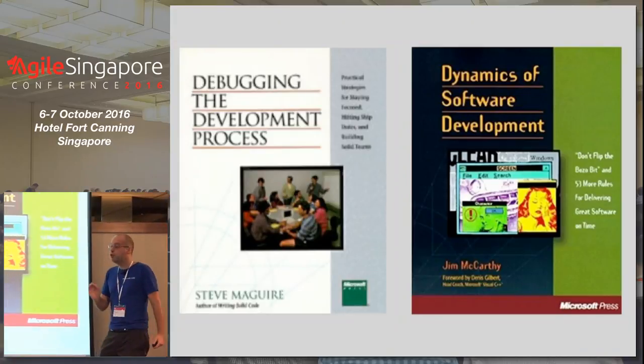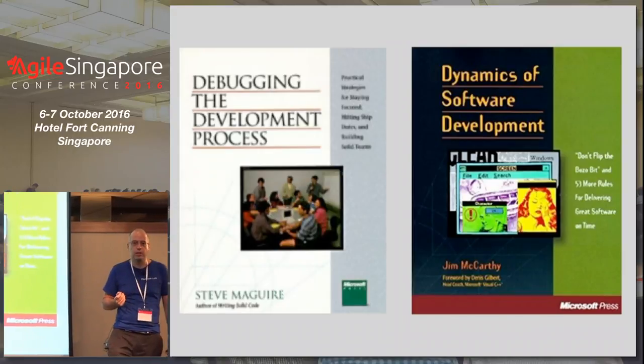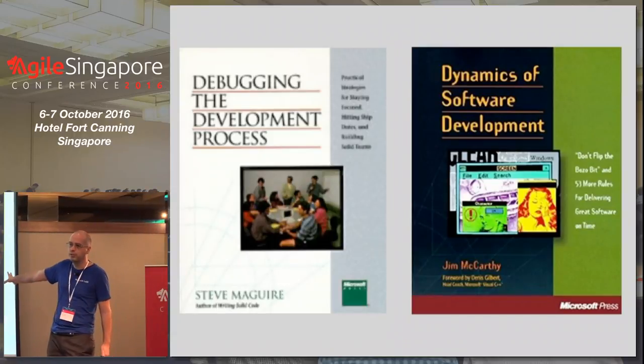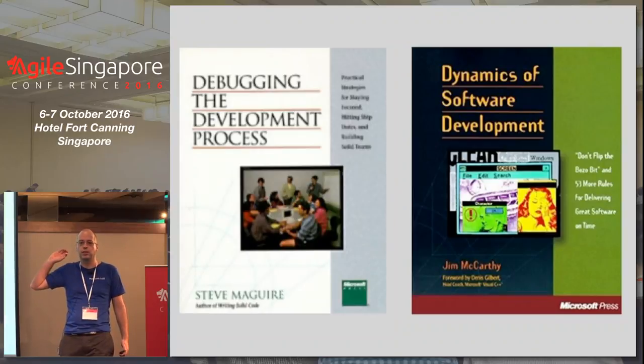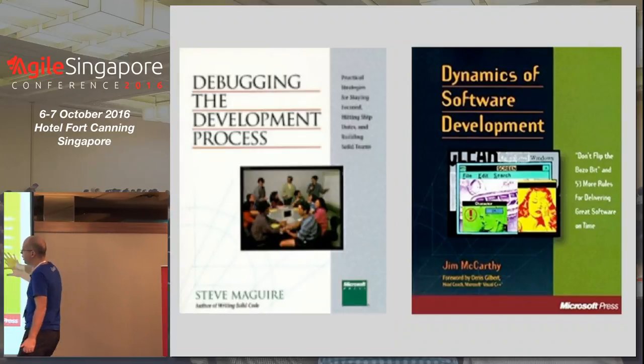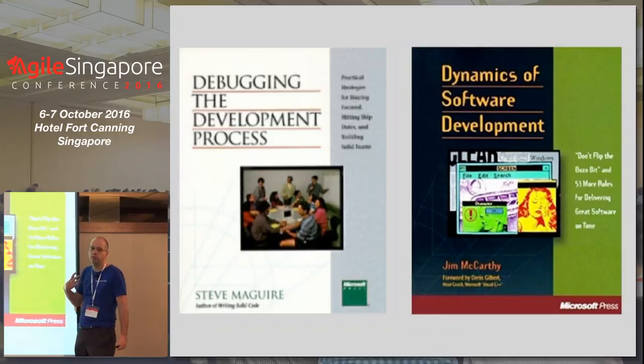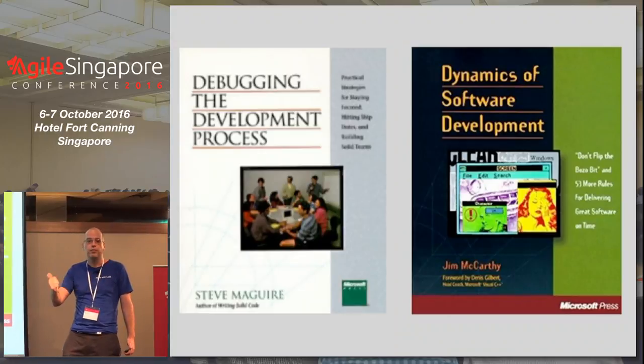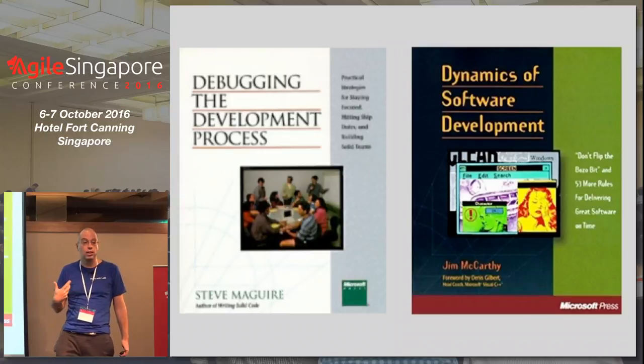And they wrote two books which are excellent, Debugging the Development Process and the Dynamics of Software Development. Debugging the Development Process is written by the lead of the Microsoft Excel project. And Dynamics of Software Development, the lead of the Visual C++ project. And especially this one talked about two practices that were essential for the first versions of Visual C++, which were feature teams and daily builds.